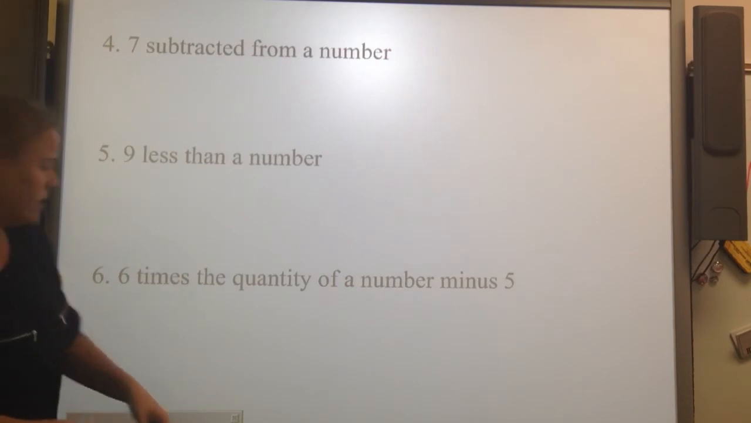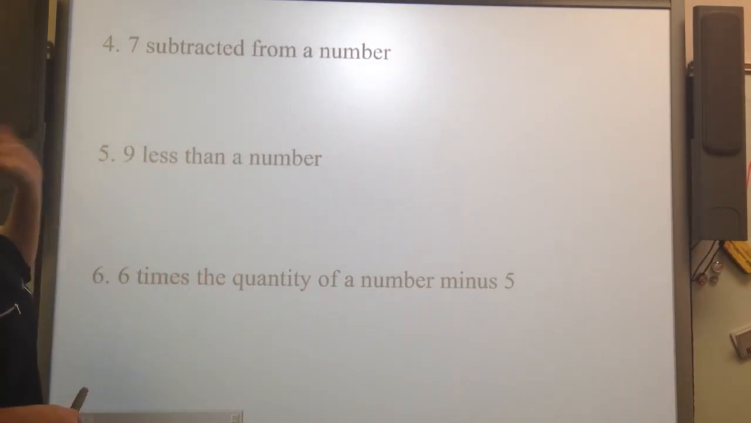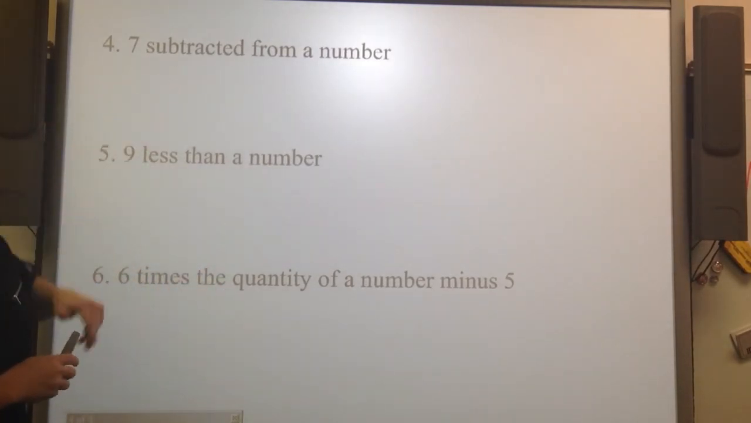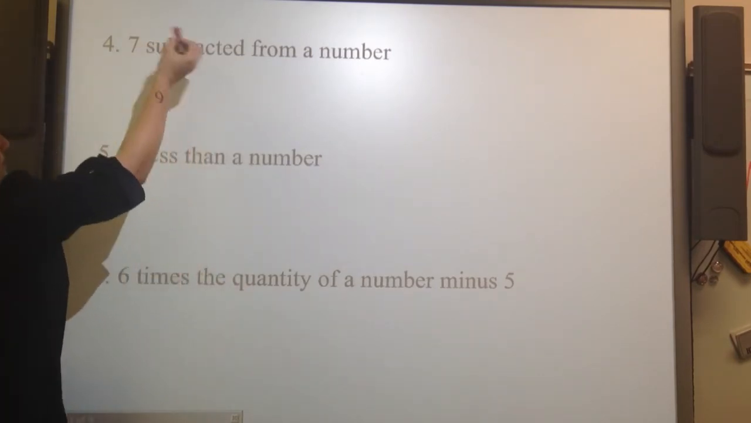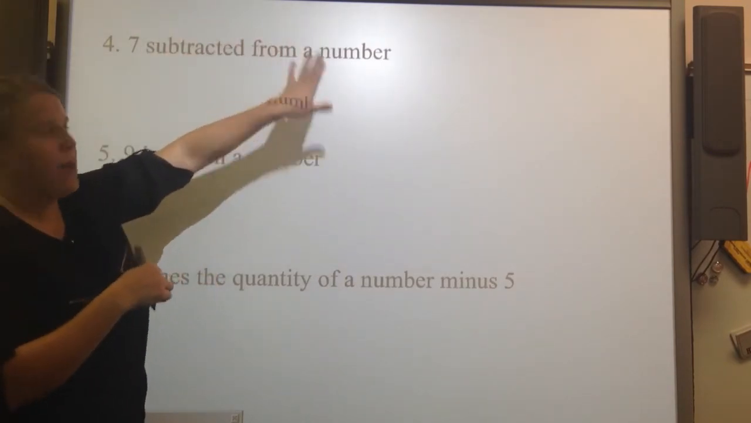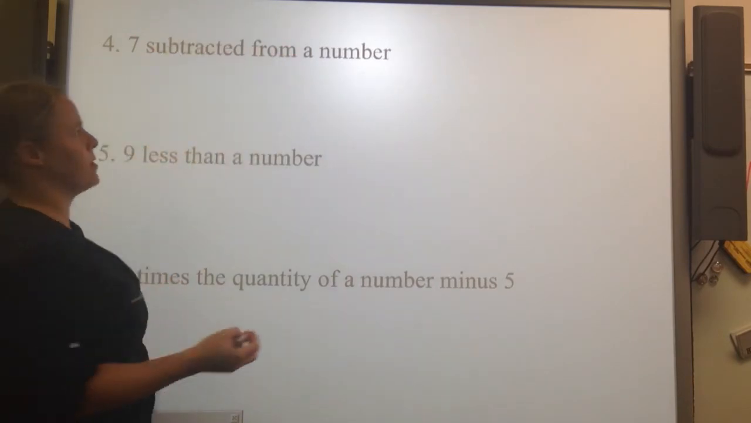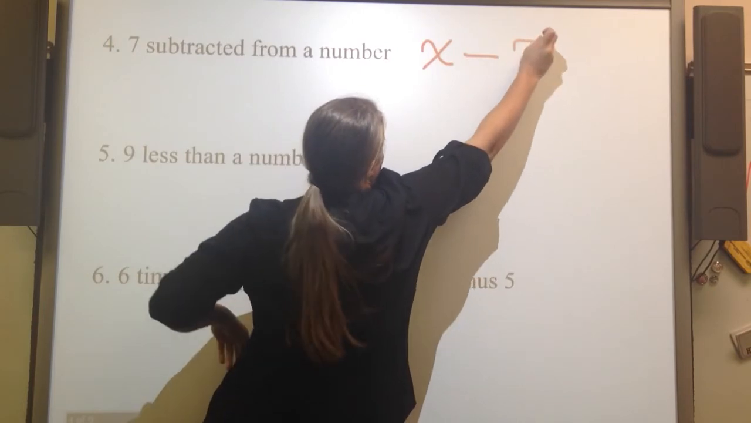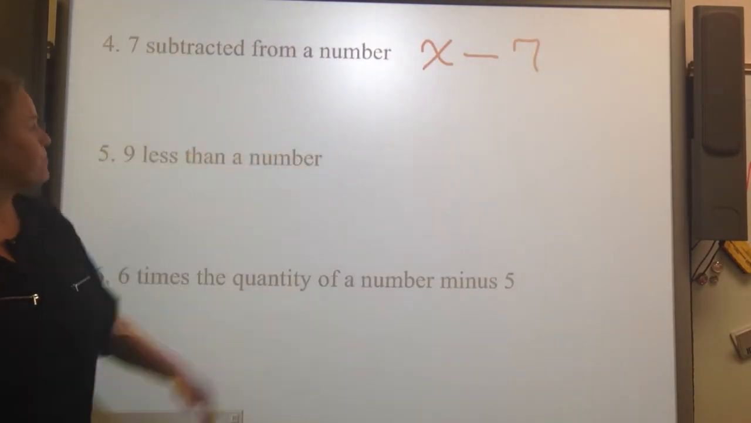Okay, let's do another one. If you want to push pause and try these on your own, that'd be great. And then you can push play and get the answers, or you can follow along with me. Up to you. 7 subtracted from a number. So again, we have 7 subtracted from. So this means we have a number, and we're taking 7 from it. So 7 subtracted from a number. So that's going to be a number minus 7. So 7 is taken away from that number.